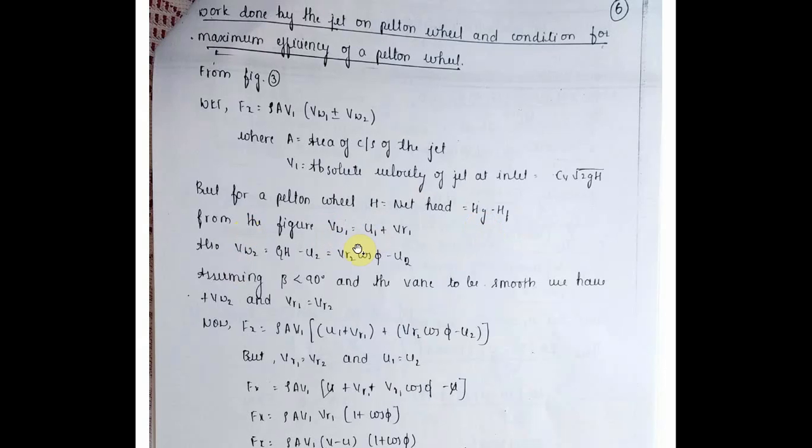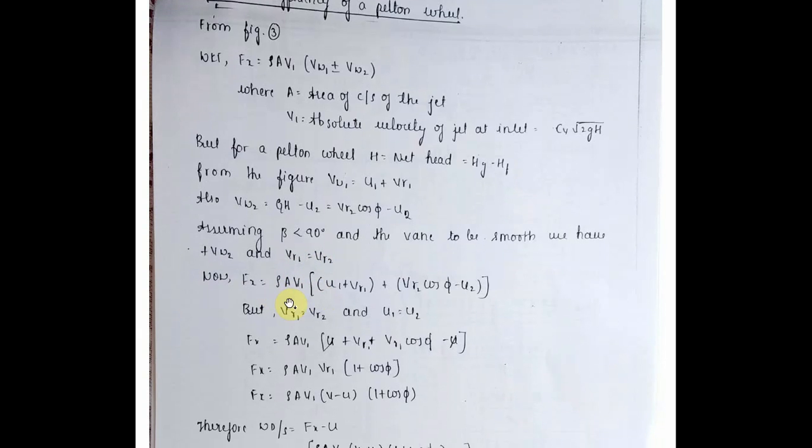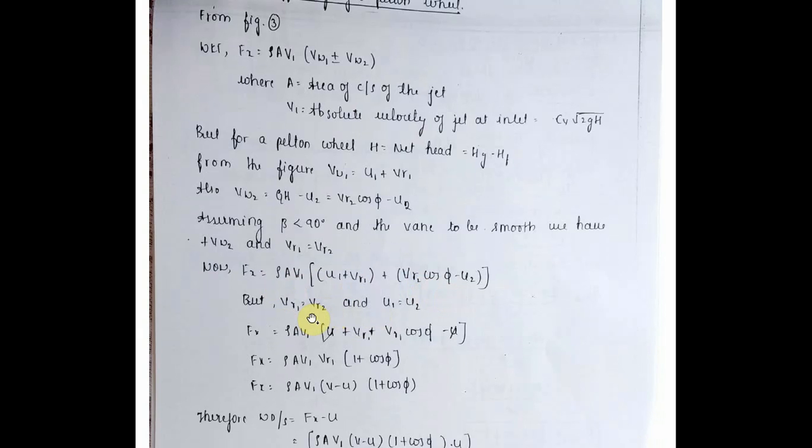So from the figure, VW1 is equal to U1 plus VR1. Also VW2 is equal to VR2 cos phi minus U2. Assume beta is less than 90 degrees and the vane to be smooth. We have VR1 equal to VR2. Now Fx is equal to rho A V1 (U1 + VR1 + VR2 cos phi - U2), but VR1 is equal to VR2 and U1 is equal to U2.